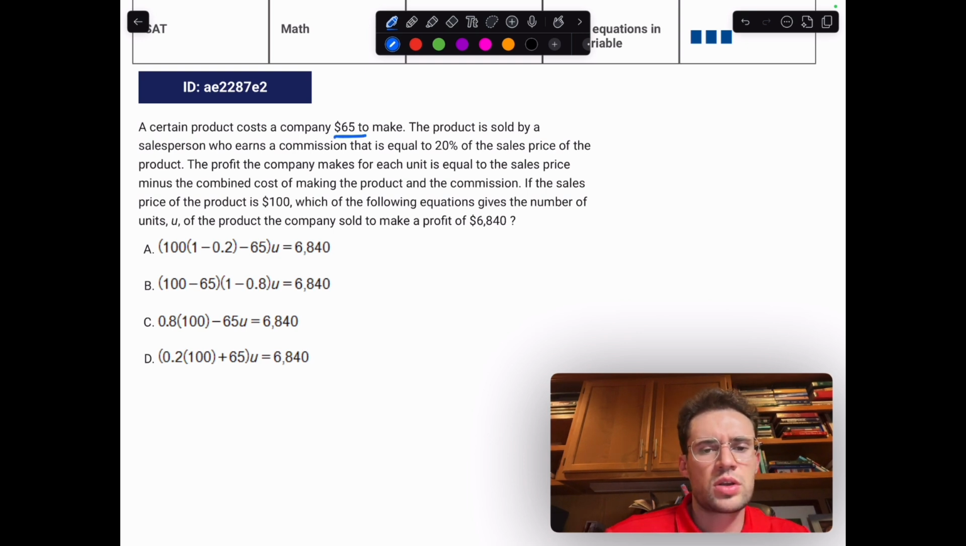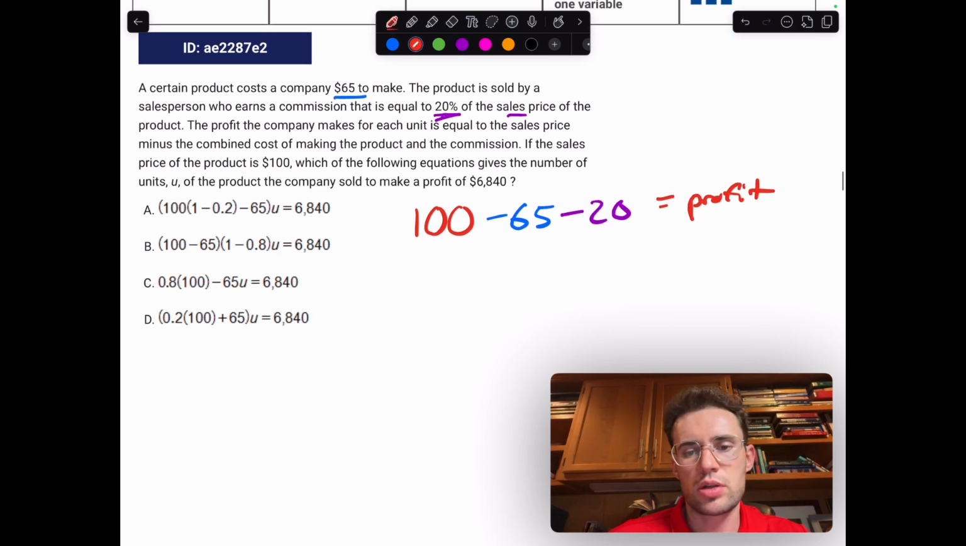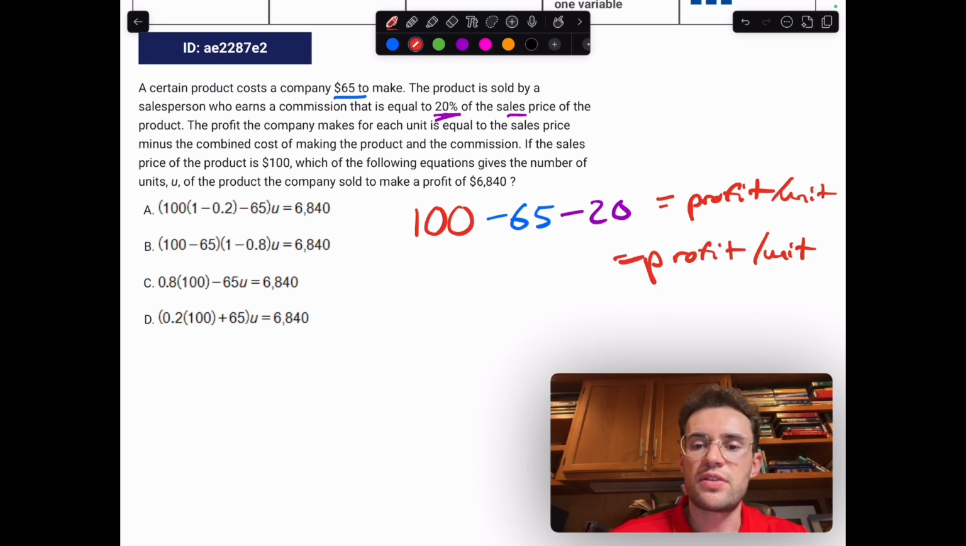It costs $65 to make. So for each one, they sell it for $100. They had to pay $65 to make it, or like that's the cost of making it. And the salesperson makes 20% of the sales price. So 20% of the 100, so it's $20. So for each one, the profit is 100 minus 65, which would be 35. 35 minus 20 is 15. So the profit per unit is $15.